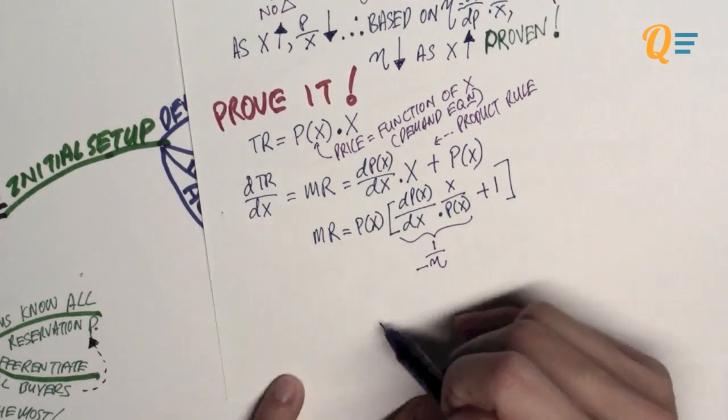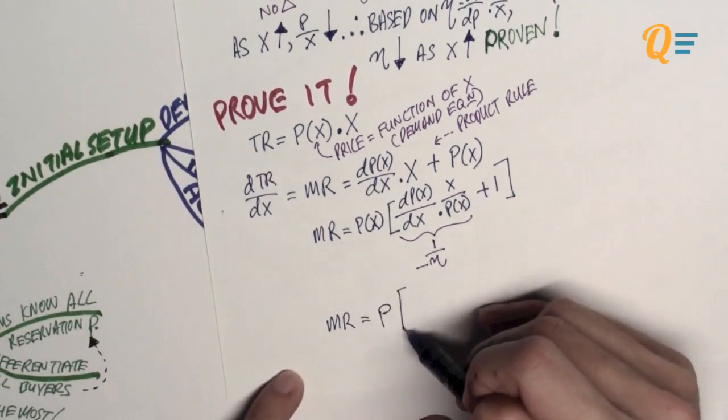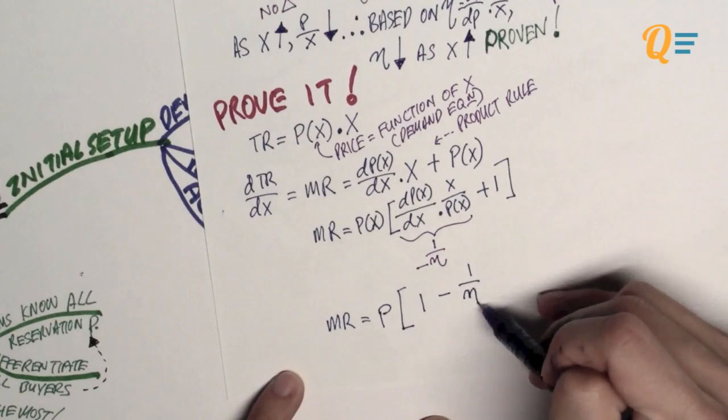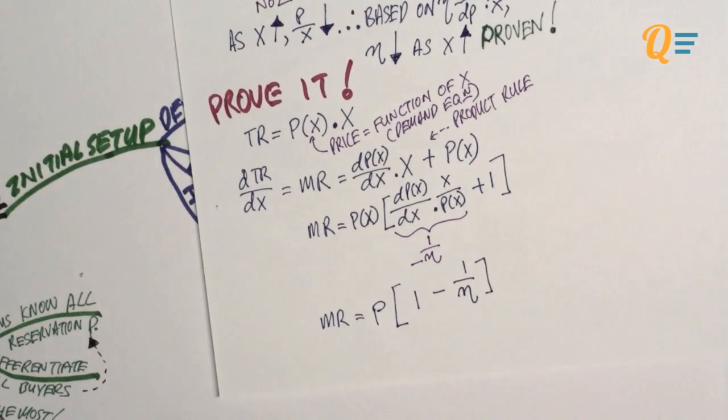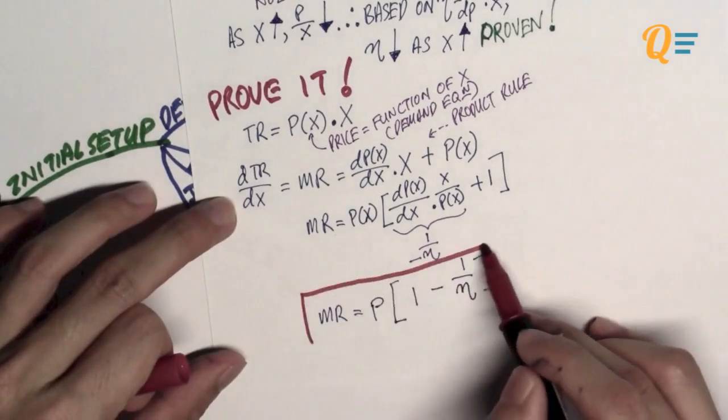which is always negative, right? So the marginal revenue can also be calculated by the price multiplied by bracket 1 minus 1 over the price elasticity of demand.